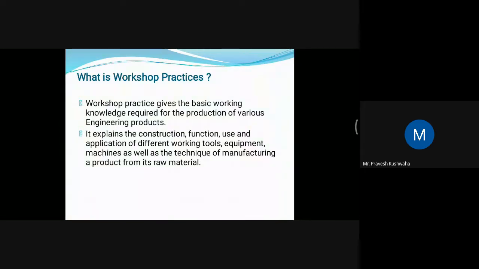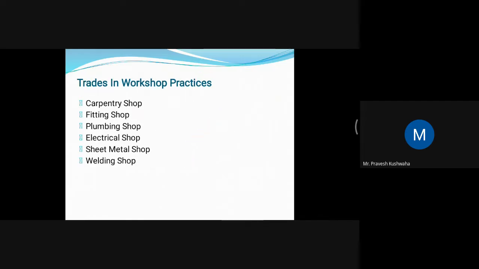It explains the construction, function, use and application of different working tools, equipment and machines, as well as techniques of manufacturing a product from raw material. That means for making a finished product, we use raw material, which is brought into the workshop, and from that we make a finished product.